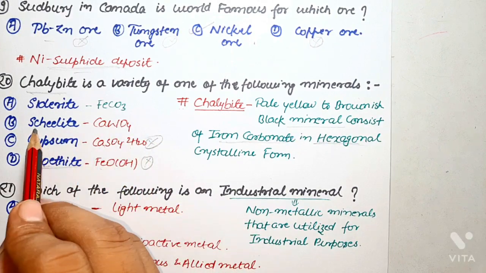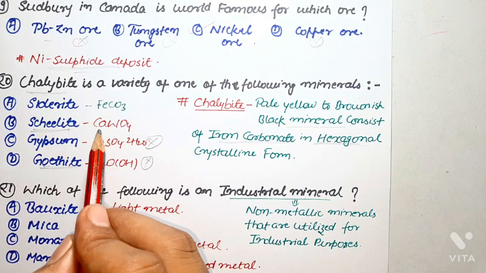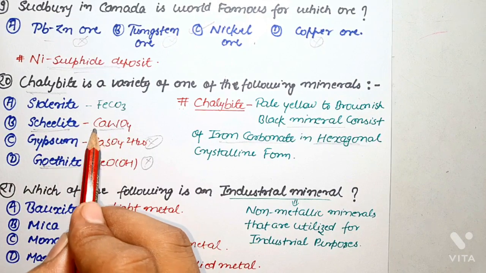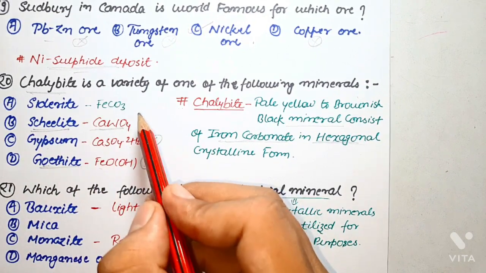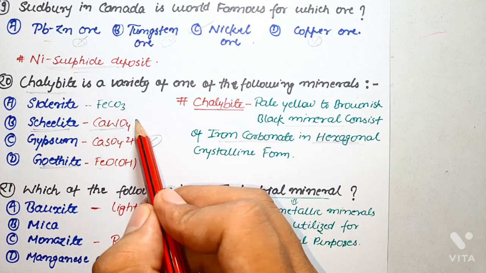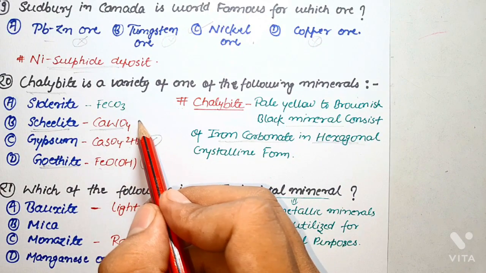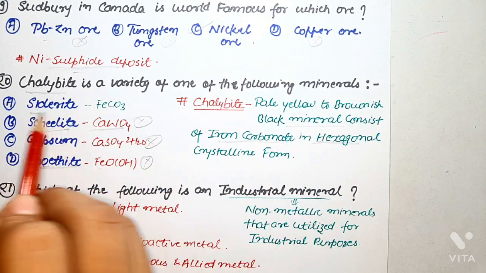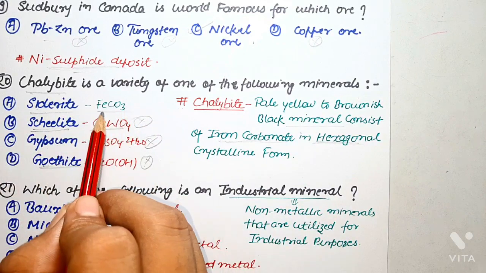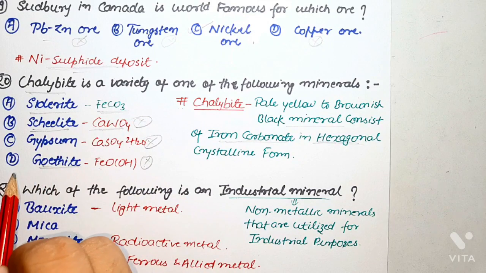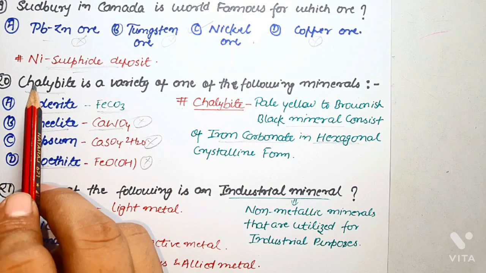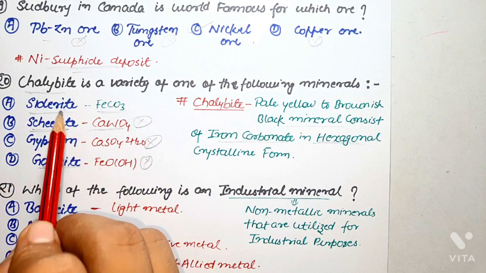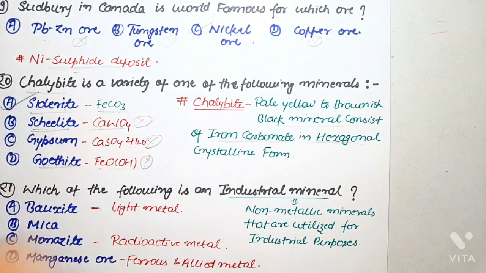Next one is scheelite. Its composition is CaWO4, that is, it is a tungsten mineral, and clearly chalybeate is also not a variety of scheelite. Next one is siderite, and you all know siderite is iron carbonate, FeCO3, and it also crystallizes in the hexagonal crystal system. So it is clear that chalybeate will be a variety of siderite. So the correct answer will be siderite.